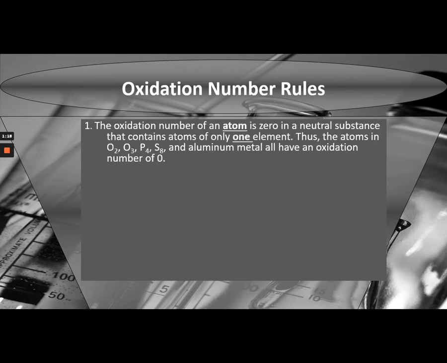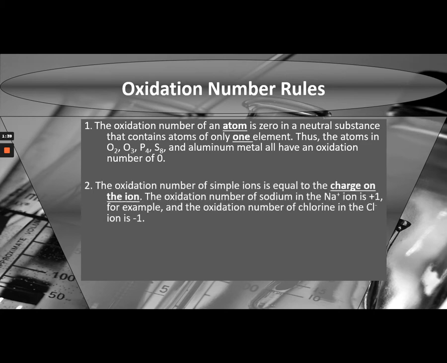The oxidation number of an atom is 0 in a neutral substance that contains atoms of that element only. For example, oxygen, ozone, phosphorus, sulfur, which occur as O2, O3, P4, and S8, and aluminum will all have an oxidation number of 0 when by themselves. The oxidation number of simple ions is equal to the charge on the ion. The oxidation number of sodium is +1, and the oxidation number of chlorine is -1.